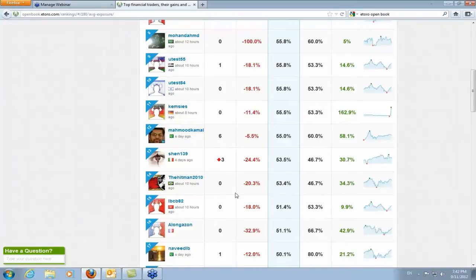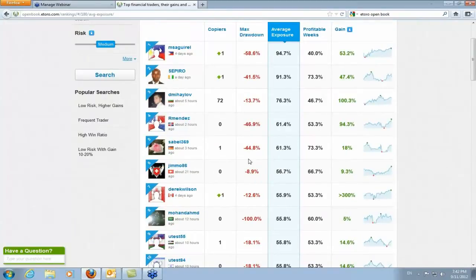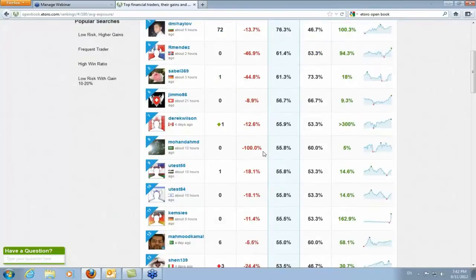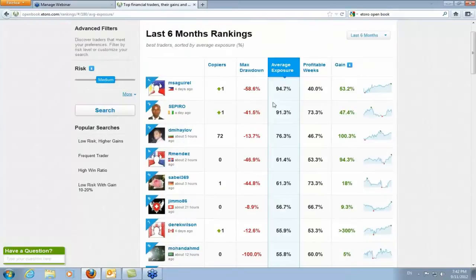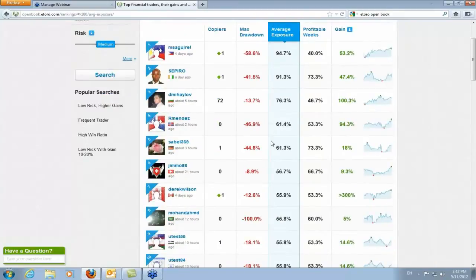All right, so let's find, disregarding the number of copiers right now because we believe that we know what we want, who we have here that has low max drawdown. A guy like this, okay? His max drawdown was 12.6%. 55.9% of his portfolio is exposed on average. And on 53% of the weeks he was in profit, he gained more than 300%. That's pretty amazing.